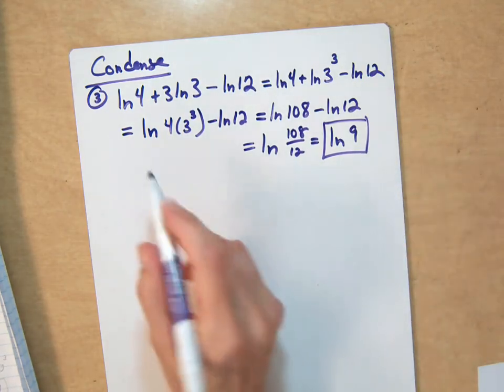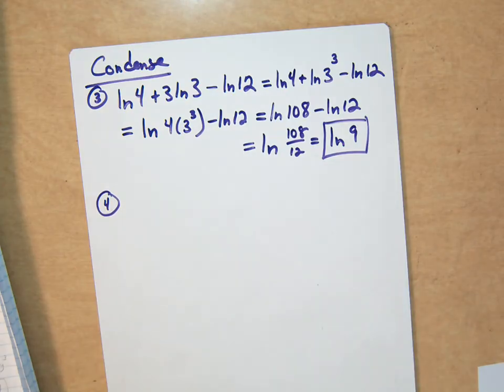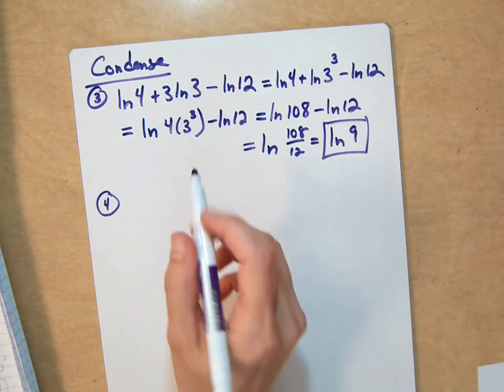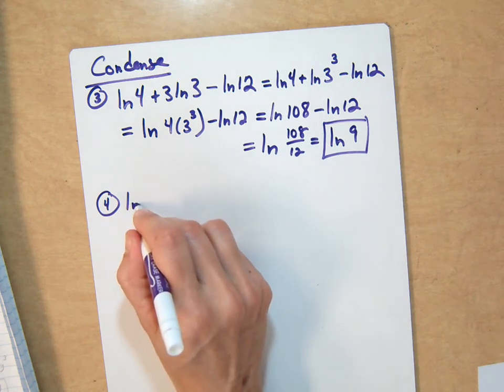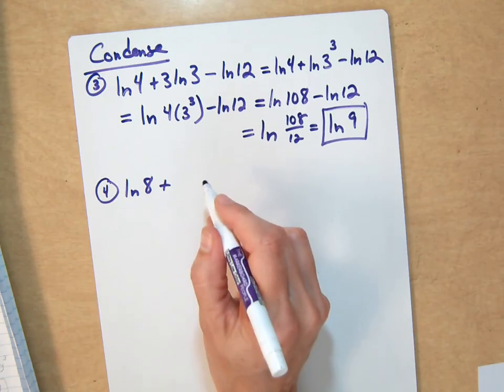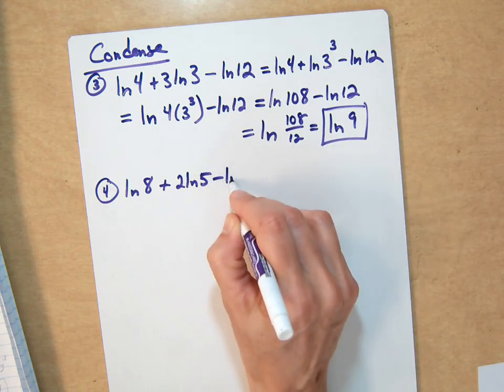We can't do that in our head. You would just find the button on your calculator, and the last set of problems in your homework tonight, 84 to 91, are all using your calculator to evaluate things. So don't think there's a bunch of word problems at the end. There aren't. Natural log 8 plus 2 natural log 5 minus natural log 10.